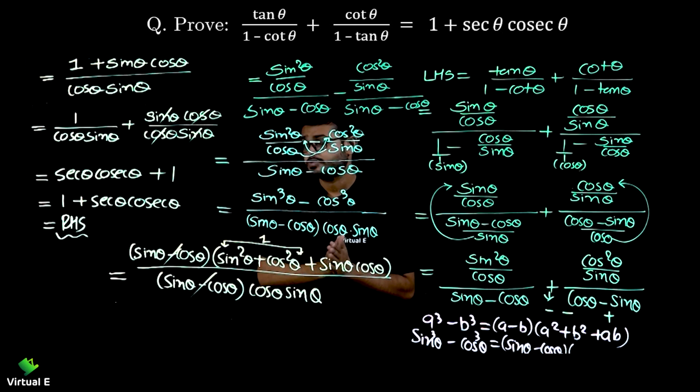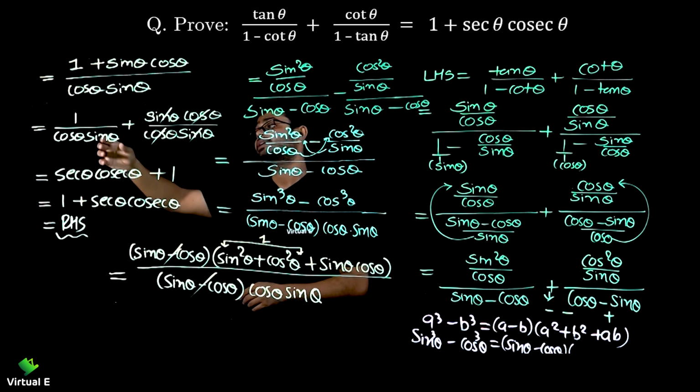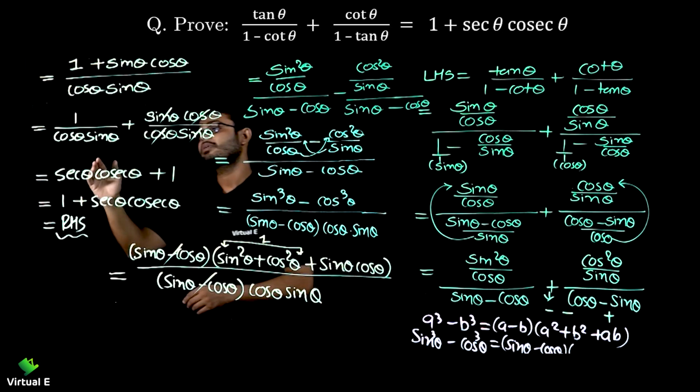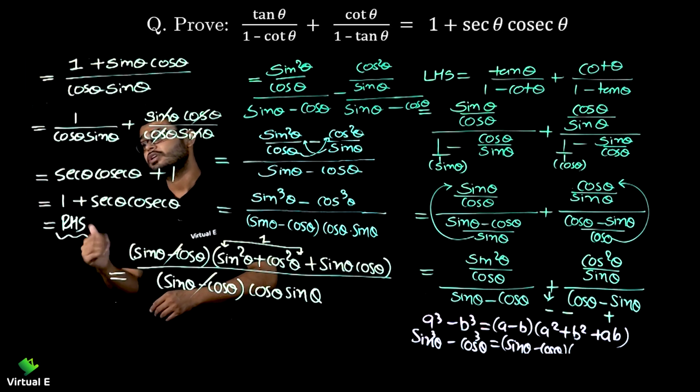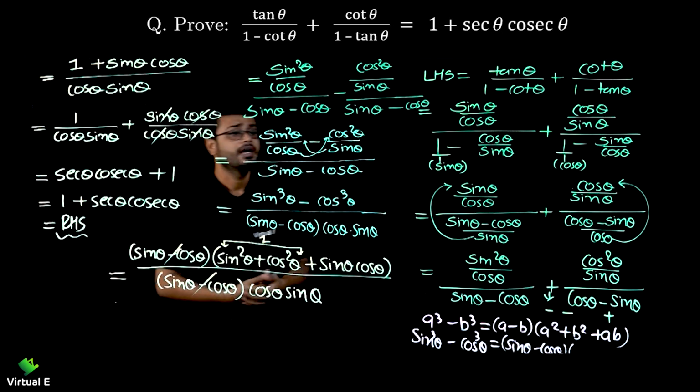Sin square theta plus cos square theta, we know it is 1, so substitute there. Then we divide the numerator by the denominator individually. So individually you divide, it will be the reciprocals, and here it is 1 because everything will be cancelled out. So that is my RHS.